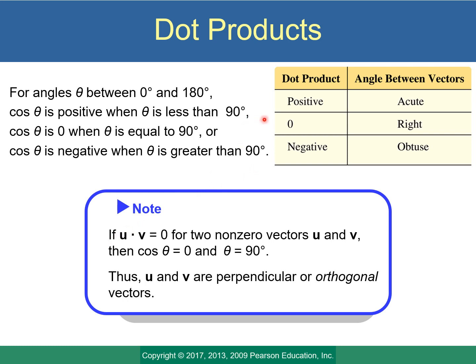The middle case here, when we get 0, is a little bit interesting. If u dot v is 0, for two non-zero vectors, that's because cosine theta is 0, meaning that theta is 90. What this represents is that your two vectors are perpendicular, or orthogonal. So you can tell without actually drawing, if you compute the dot product between two vectors and you get 0, that the two vectors are orthogonal, or perpendicular, to each other. And that's it.